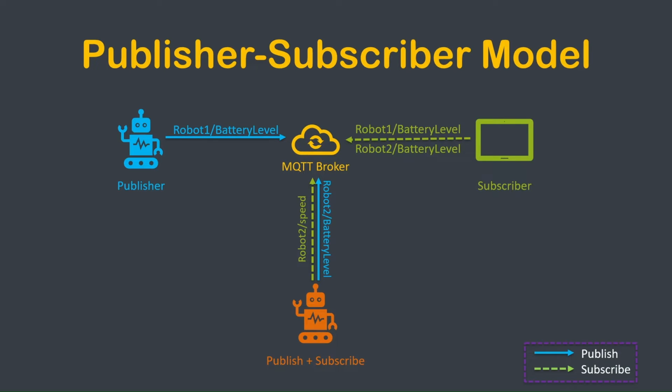In MQTT, clients don't communicate directly with each other. Here, clients are basically decoupled, which means no direct communication is required between the clients. Everything is managed by the MQTT broker. The message sent by the client on a topic is first received by the MQTT broker and then delivered to the clients subscribing to that topic.